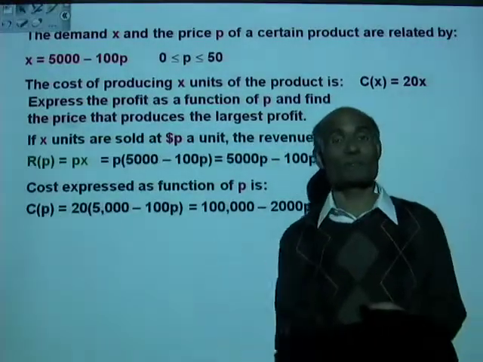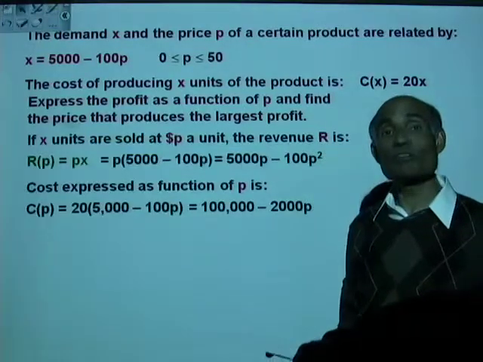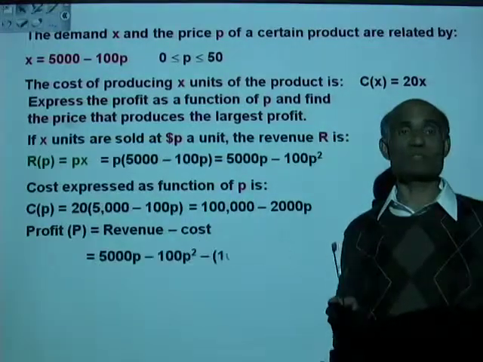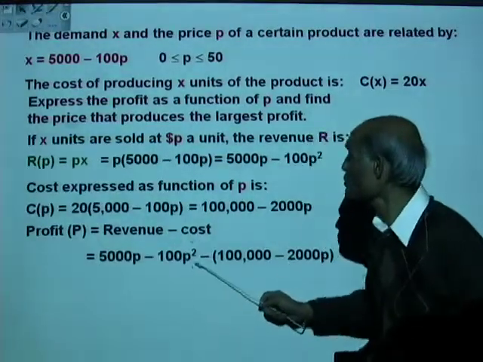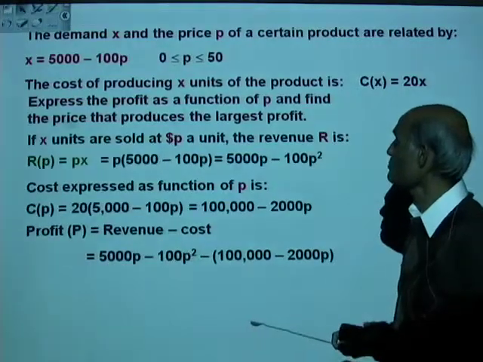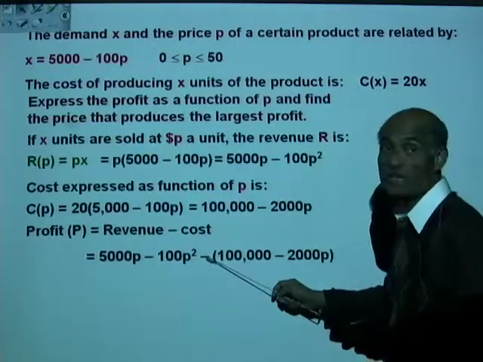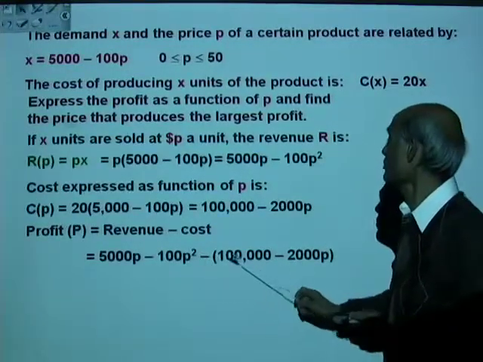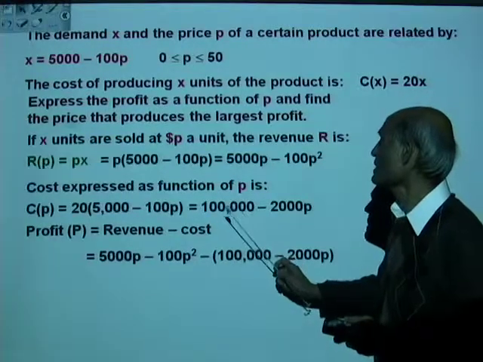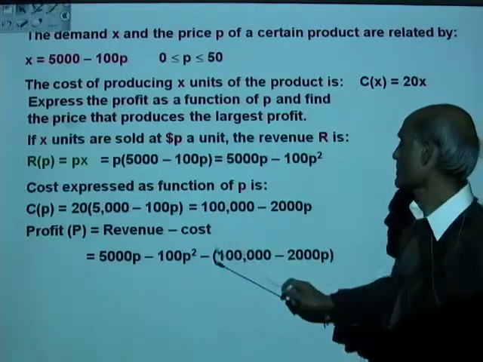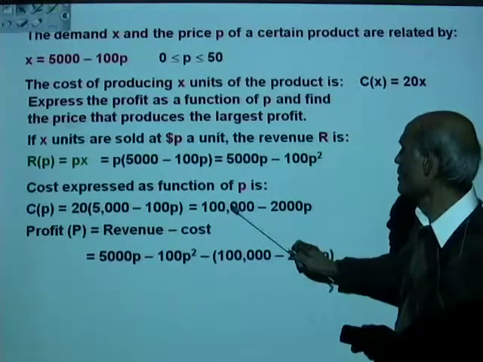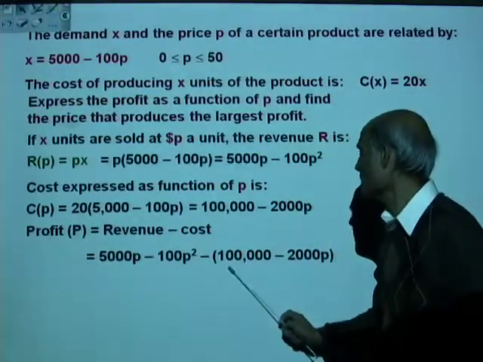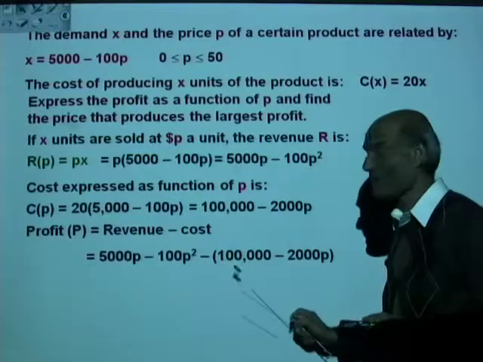Well, we have revenue as a function of p, we have cost as a function of p. Can you find the profit? What is the profit? Profit as a function of p will be revenue function minus the cost function. And that will be, revenue function is this, 5000p minus 100p squared, minus, take care, you are subtracting a function, therefore use the parenthesis, minus the cost function, which is 100,000 minus 2000p, so that will be revenue function minus the cost function. Now simplify that.